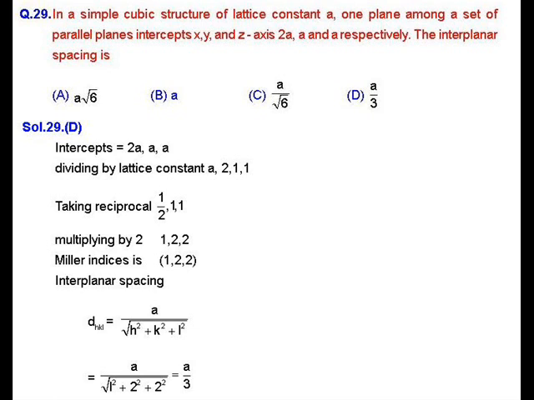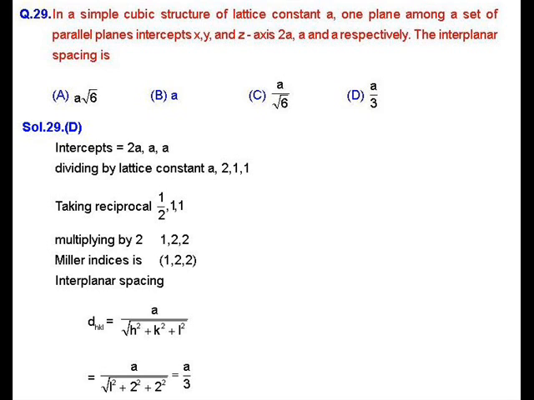Now, as we can see, the intercepts are given to us as 2a, a and a. If we have to calculate Miller indices from these intercepts, the steps are: first we have to divide them by the lattice constant, so we will get 2, 1 and 1. Then the next step is that we take the reciprocal of this, so the final expression that we will get is 1 by 2, 1 and 1. Then we have to calculate the Miller indices by clearing the fractions. So we will multiply by 2 and the Miller indices that we will get will be 1, 2, 2.